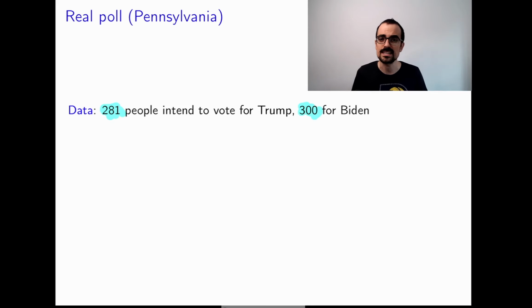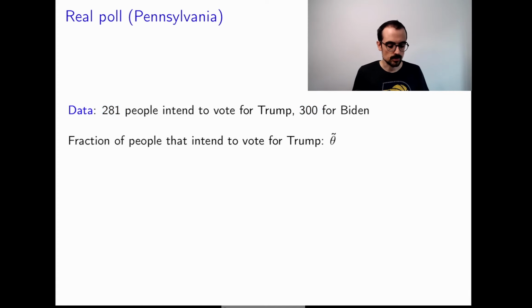Some other people were undecided. You definitely need to take that into account when you're deriving conclusions for the poll. You also have to take into account the demographics of the poll, because obviously if you do the poll in an inner city as opposed to out in the countryside, the conclusions for the whole state are going to be very, very different. We're not going to worry about that, okay? Let's just assume 281 people intend to vote for Trump, 300 intend to vote for Biden, end of the story.